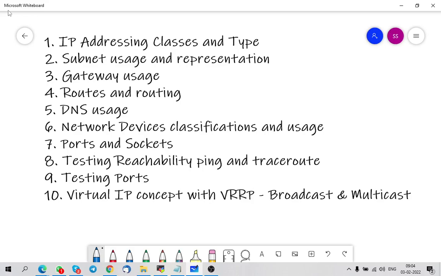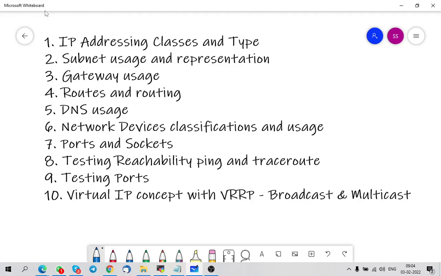First, we will go through IP addresses, classes and types, then subnet, and then gateway and route. These are the topics we will be covering. With respect to computer networking, it is meant for connecting devices to each other. For that purpose, we are using IP addressing.